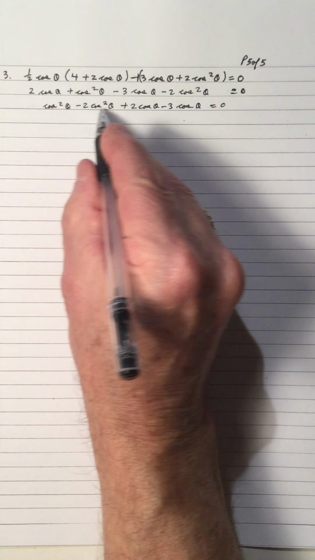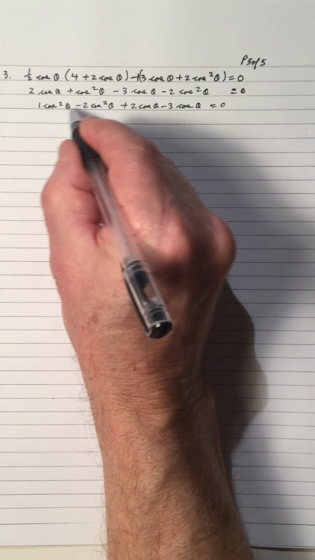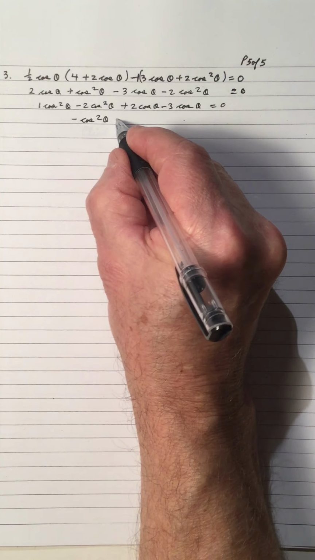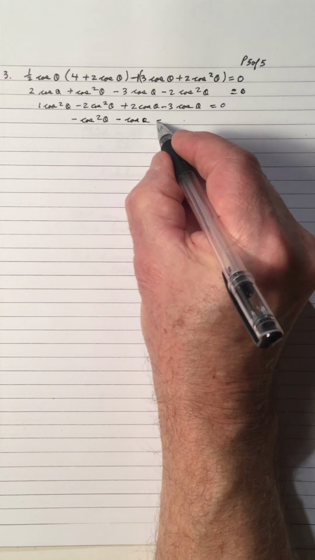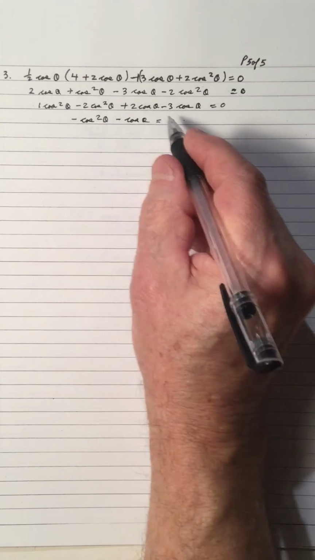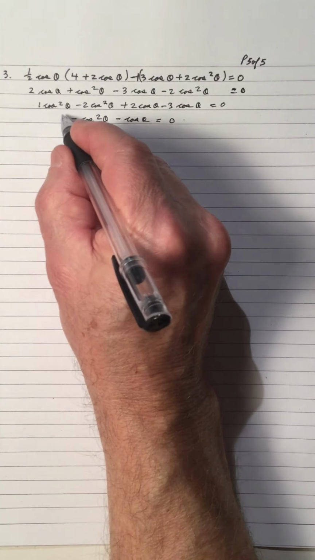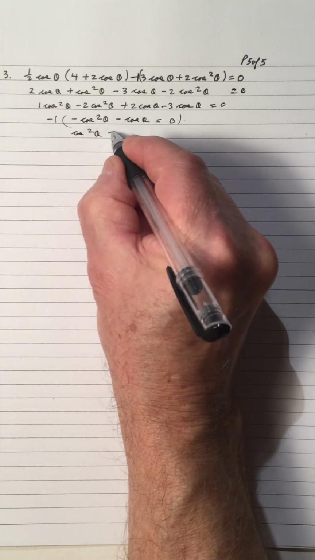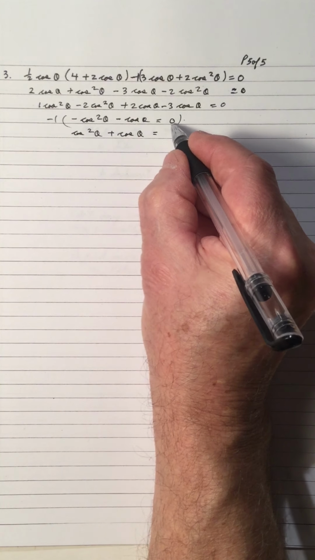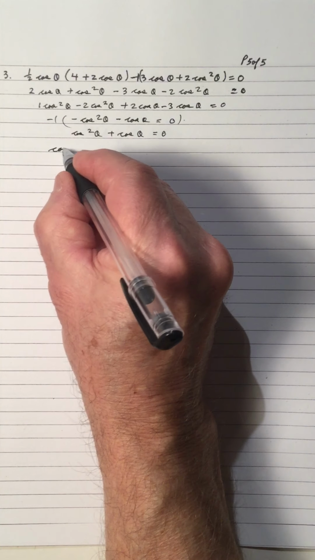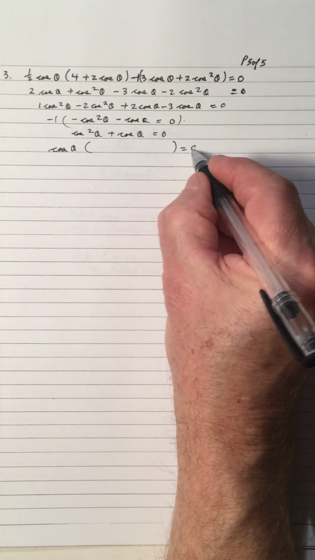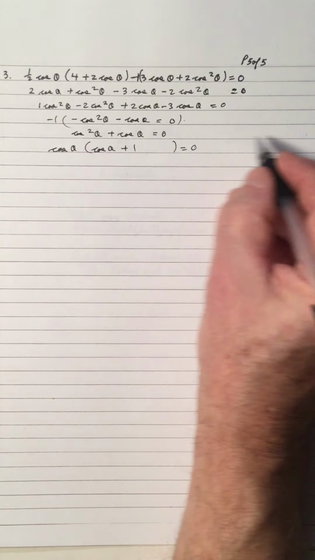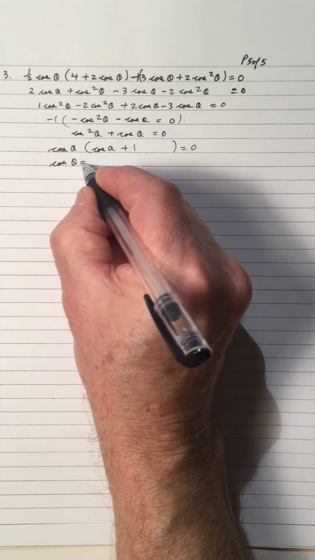There it is. I group the squares together, so it gives me negative. That's a 1 minus 2, negative cos squared. And I have 2 subtract 3, a negative cos. And I can take the negative out, or multiply everything by negative 1. So I get cos squared theta plus cos theta, and 0 times negative 1 is 0. Now I can remove the cos theta because it's common. Cos squared divided by cos is cos, and cos divided by cos is 1. So we get cos theta equals 0.